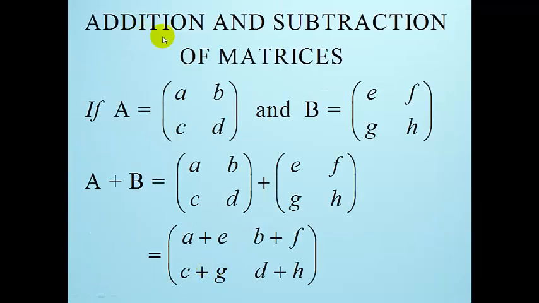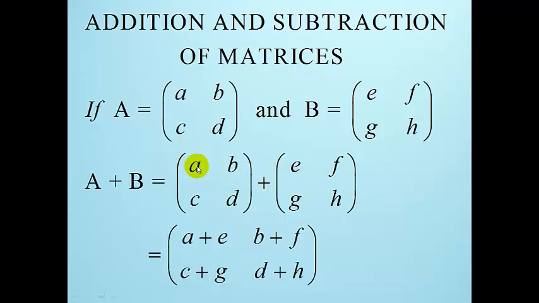Now let's look at addition and subtraction of matrices. Given the matrices A, B, C, D, and E, F, G, H. Now when we say A plus B, it means we are adding the two matrices together. So A plus B will be equal to A, B, C, D plus E, F, G, H. Now how do we add two matrices together? We add the corresponding entries.